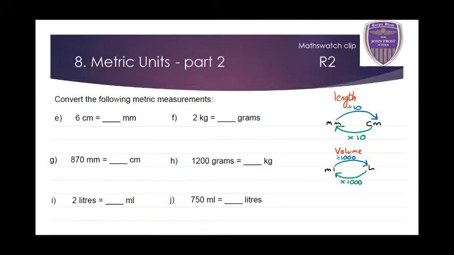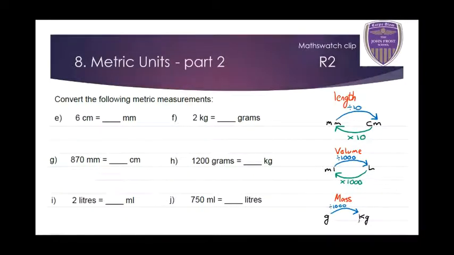Okay, and the final one, if we're talking about the weights of things, we're going to be talking about the mass of things. So the smallest mass we have here are grams, and the biggest mass we've got are kilograms. So if I know how many grams I've got, and I want to find out how many kilograms I've got, because there are 1,000 grams in a kilogram, I need to divide how many grams I've got by 1,000, and that will tell me how many kilograms I've got.